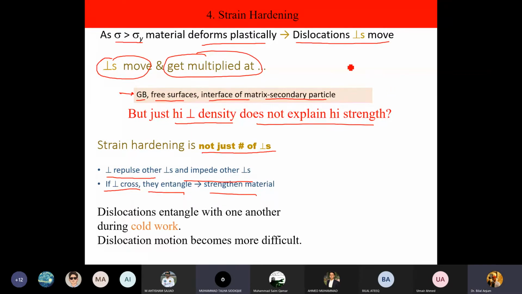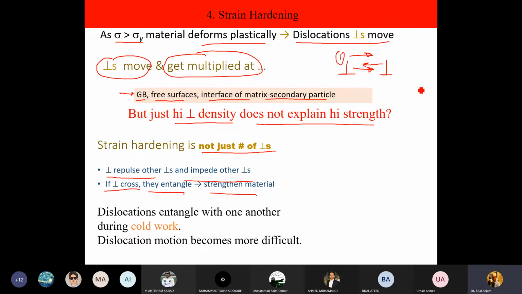That means if one dislocation is moving in this direction and there is another dislocation present over here, it would repel, it would basically create a back stress and resist the motion of this dislocation in this direction. All right. सही सर. ठीक है.